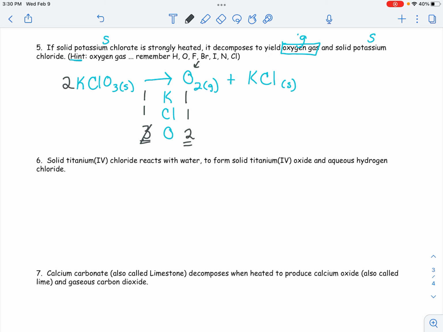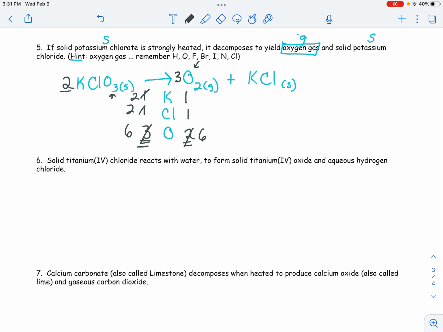In doing this, that now changes my oxygen from 3 to 6, because 2 times the original 3 makes it 6. However, it messes with everything else as well. Now that gives me 2 chlorine and 2 potassium, so it seems to have made a big mess, but it'll work out in the end. Now that I have 6 oxygen on my reactant side, I'm going to keep working with the oxygen to balance it. I have 2 oxygen on my product side, so I know I need to multiply it by 3 to change it to 6.